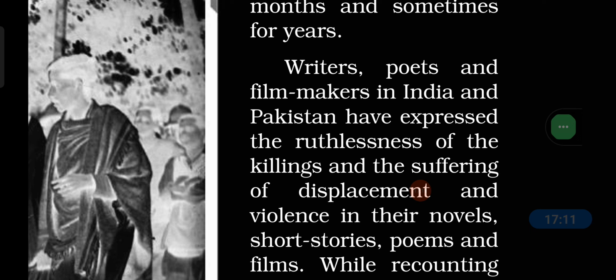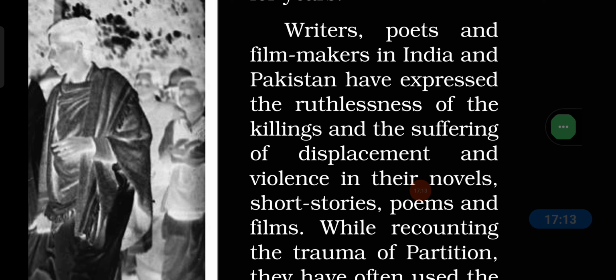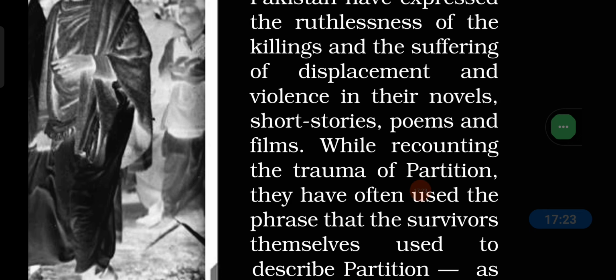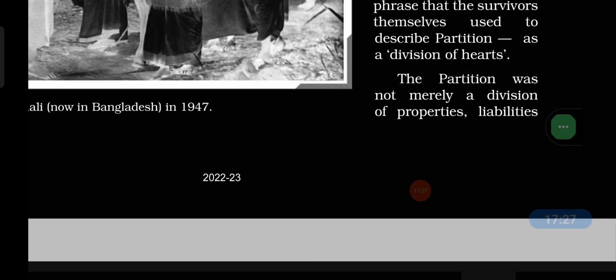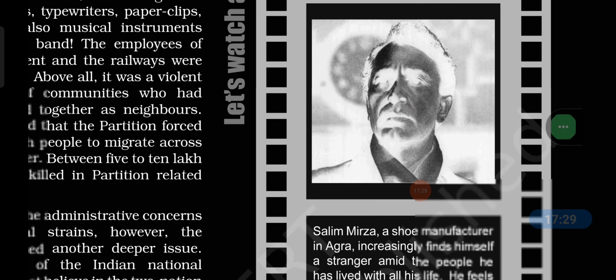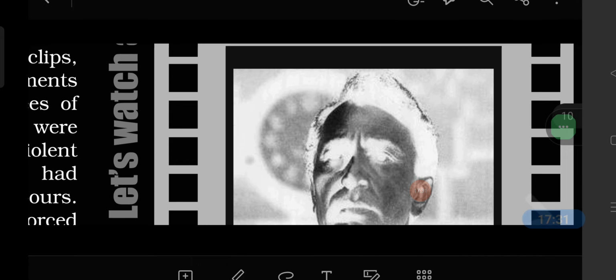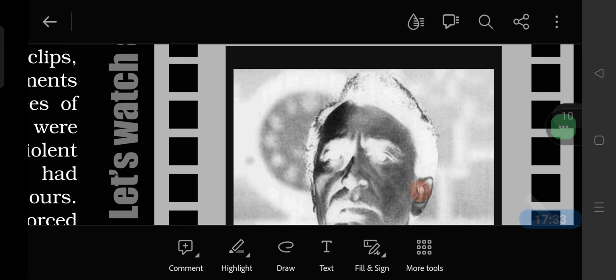Writers, poets and filmmakers in India and Pakistan have expressed the ruthlessness of the killing, the suffering of the displacement and the violence in their novels. So these are the consequences of the partition. Now here is a movie, Garm Hawa. That was a very interesting movie.